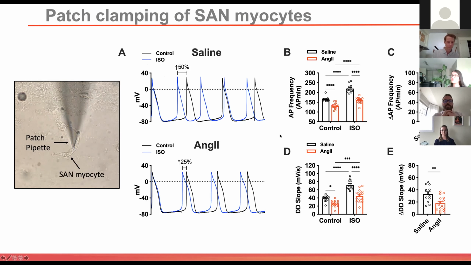But sinus node myocytes from Ang2 infused mice not only had reduced firing at baseline compared to their saline infused controls, but the change in AP frequency in response to isoproterenol was blunted. This is consistent with a smaller increase in the diastolic depolarization slope, as well as the smaller increase in heart rate in our in vivo animals.